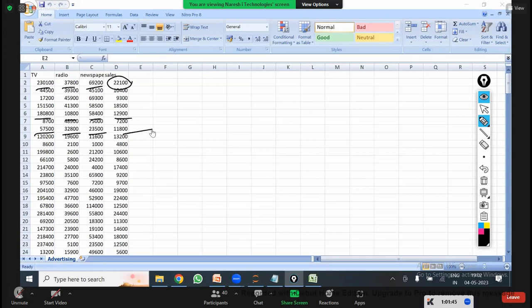Now the question is, after observing the entire data, if I spend 1 lakh on TV, 40,000 on radio, and 60,000 on newspaper, what is the expected sales? This is my question.